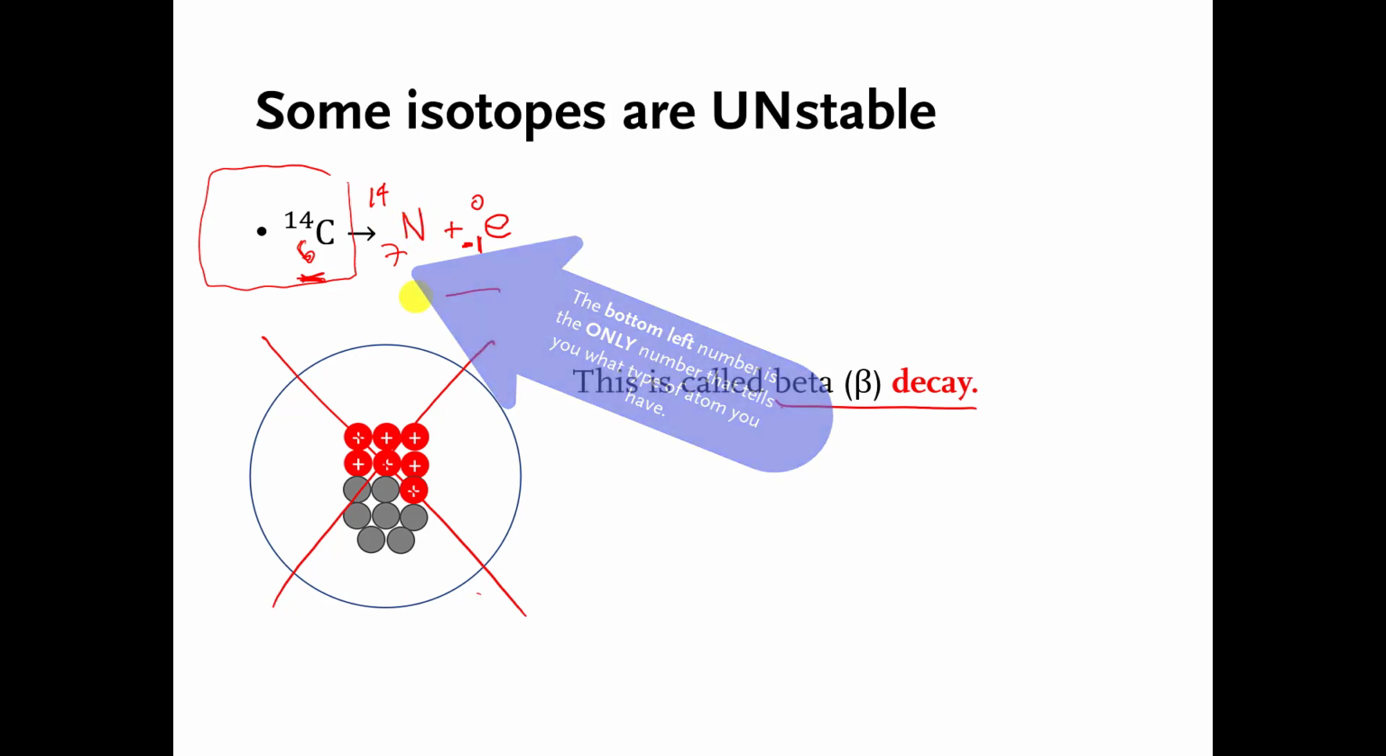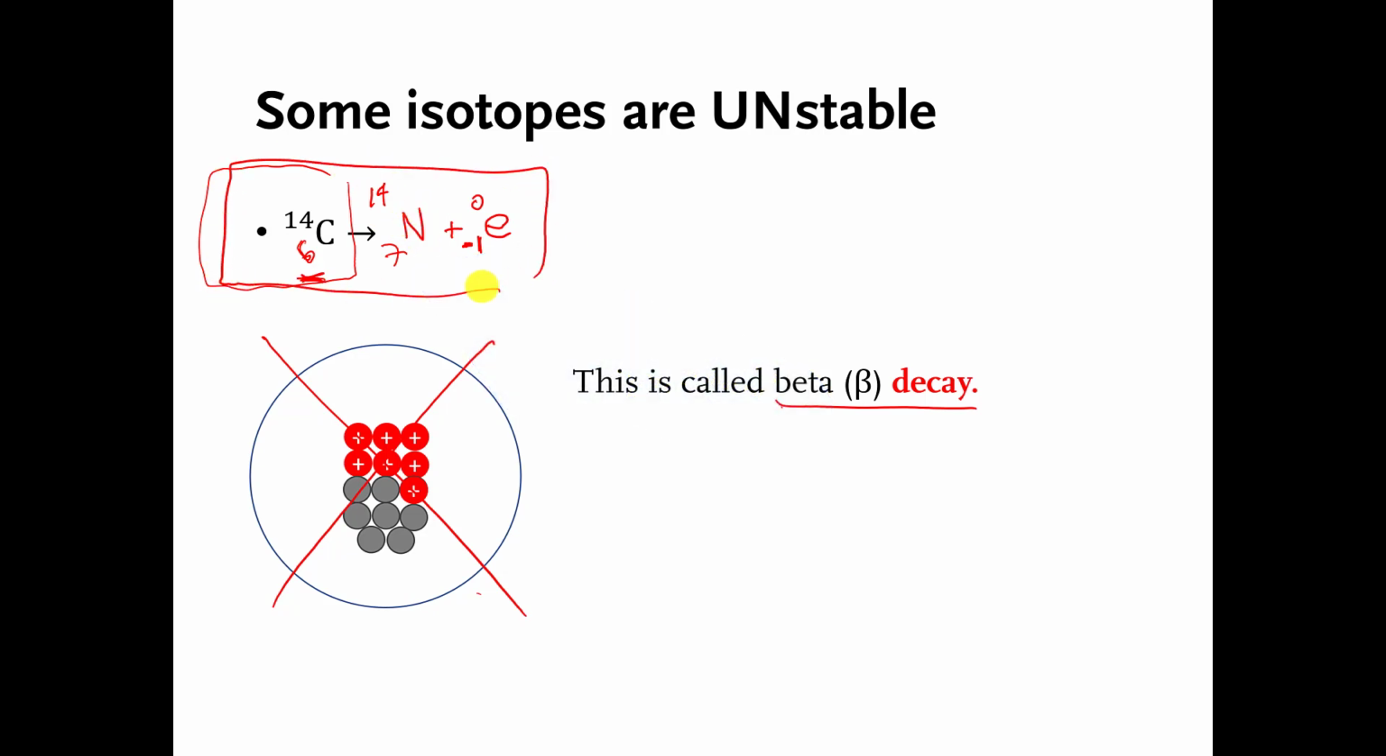And so this is the type of thing that I'm going to expect you to be able to do on a quiz or a test. In other words, you won't see a pretty picture like this. You'll see a decay equation with one missing piece. And you play this game where you say, well, how much does everything weigh on the left side of the arrow? 14. Everything on the right side has to add up to a weight of 14, so I'm going to put a 14 next to the question mark.